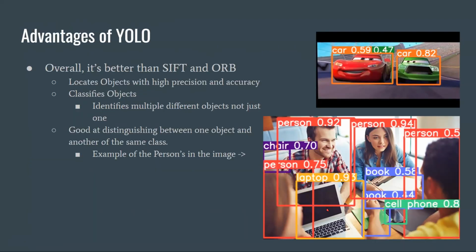Really, no image shows the advantages of YOLO better than this one. It shows clearly that it's able to detect and distinguish one object from another. Like, it's able to tell this guy is different from this girl, which is totally different from SIFT and ORB. You have to almost tell it beforehand that you're looking for these things, and it can only detect one person or thing in that image.